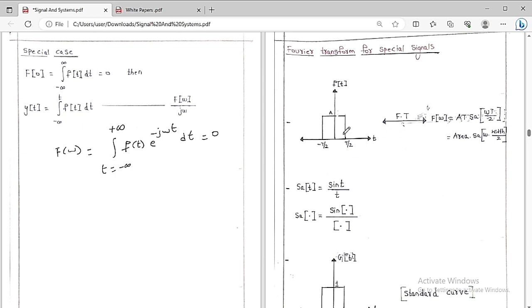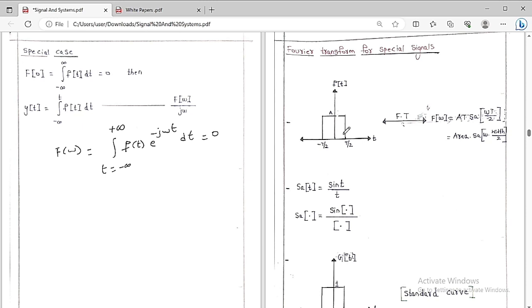For a rectangular pulse, the Fourier transform is equal to area into Sa of omega into width by 2. This one always you have to keep in your mind. The area is A into T and the width is T. If you substitute these, then we get AT into Sa of omega T by 2. You have to remember only this important thing.